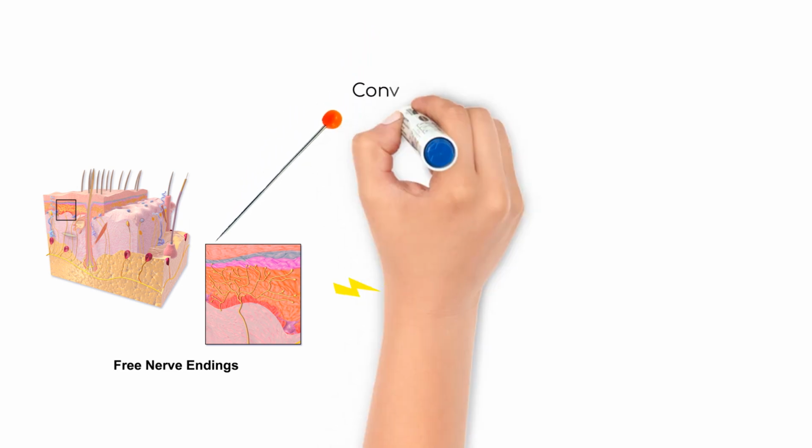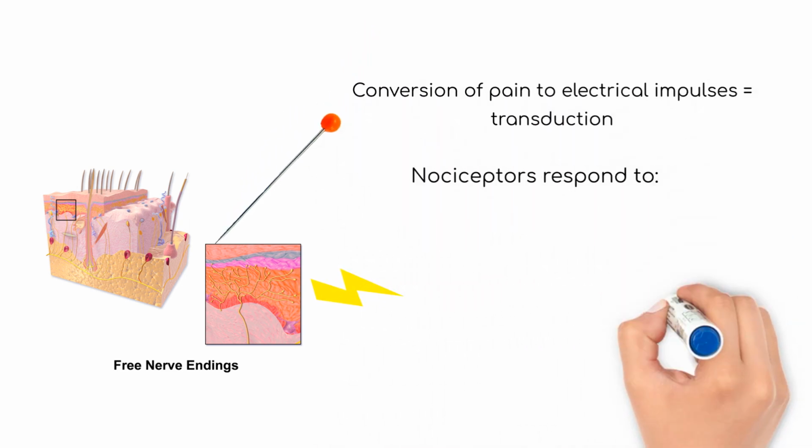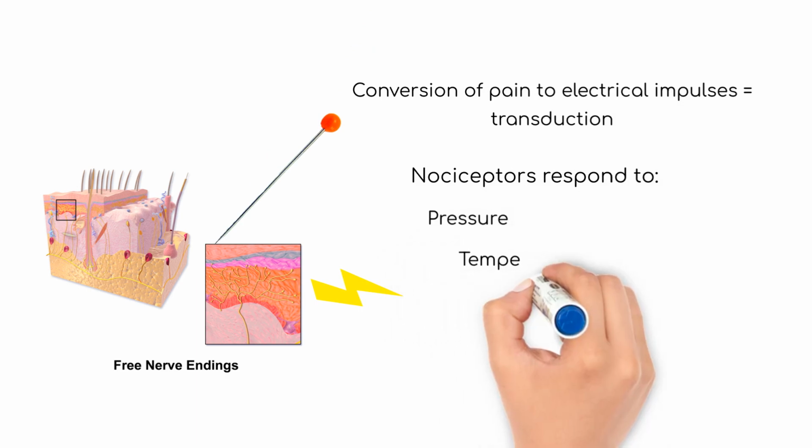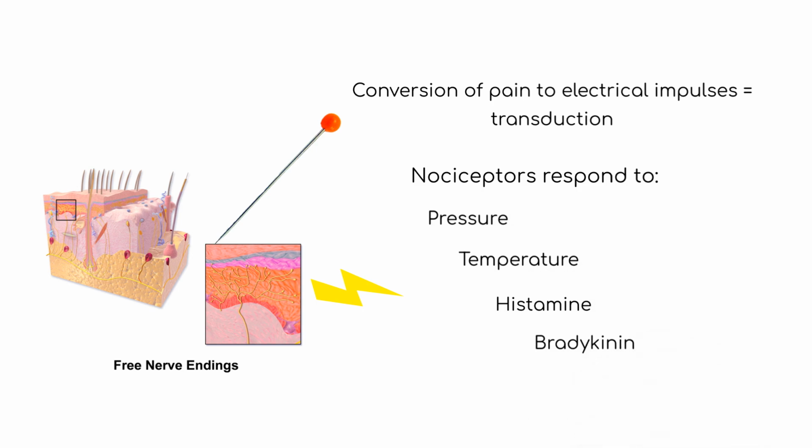The conversion of pain to electrical impulses is called transduction. Nociceptors respond to a variety of stimuli, including pressure, temperature, and chemicals such as histamine, bradykinin, prostaglandins, and leukotrienes.